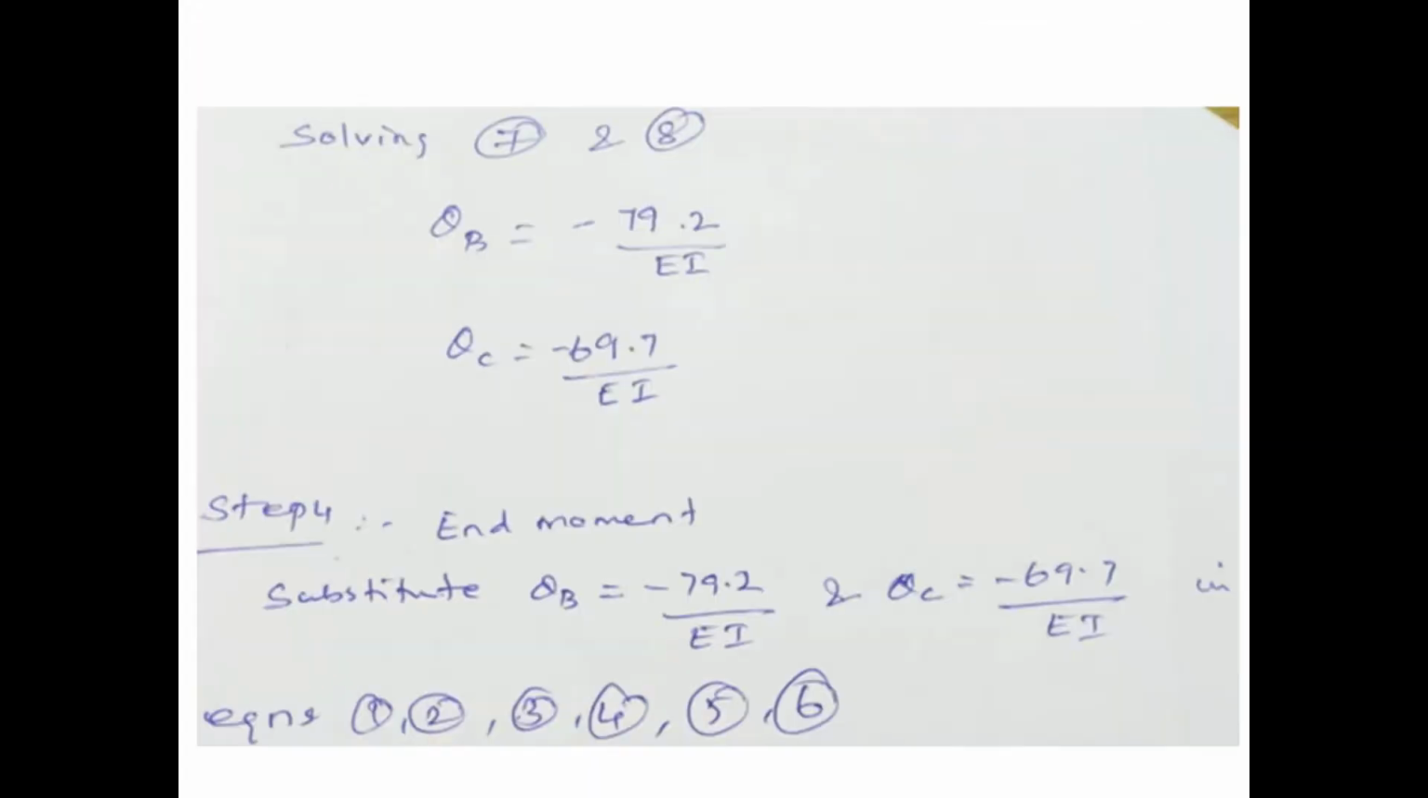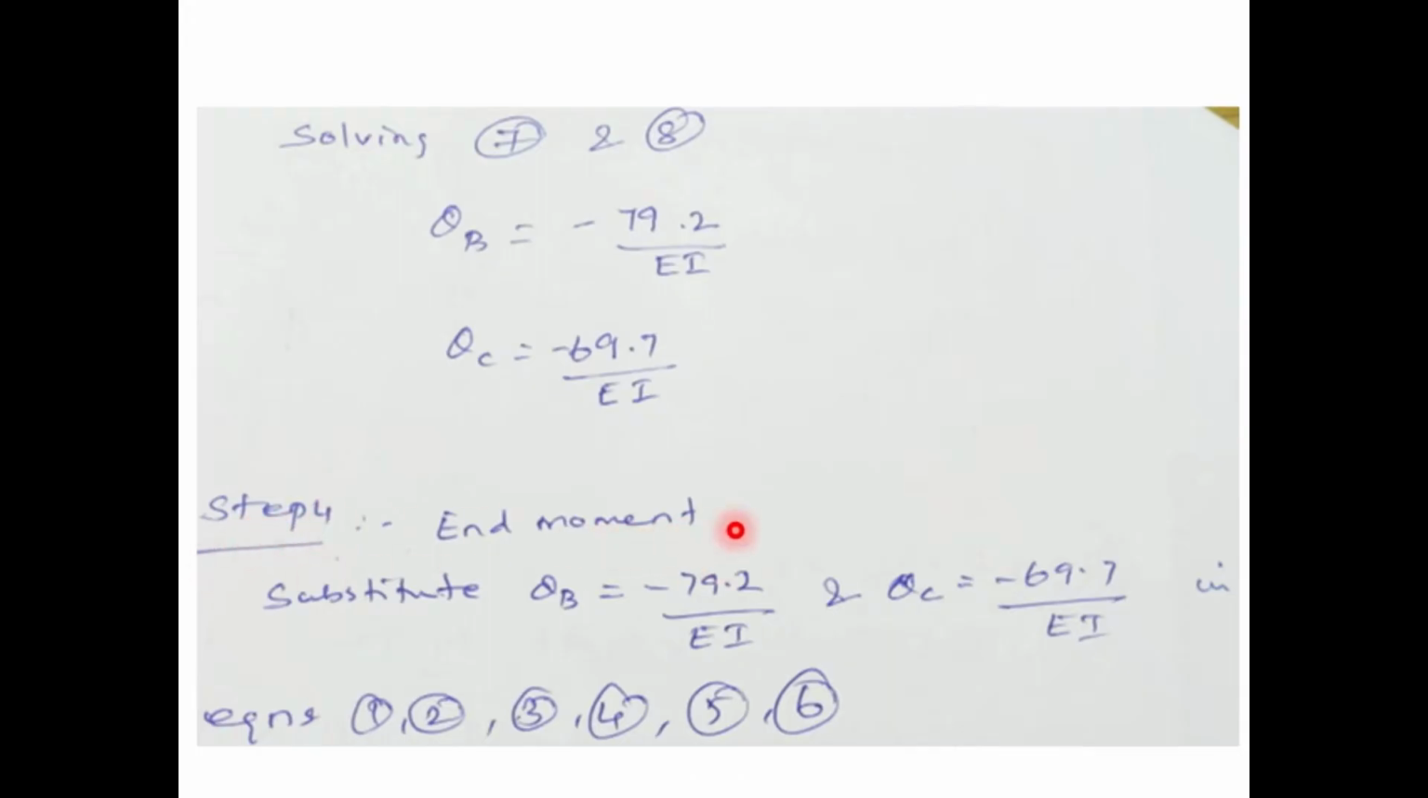By solving equilibrium equations 7 and 8, we get the slope theta B equal to minus 79.2 divided by EI, and theta C equal to minus 69.7 divided by EI. Next, we have to find the end moments. That is step 4.